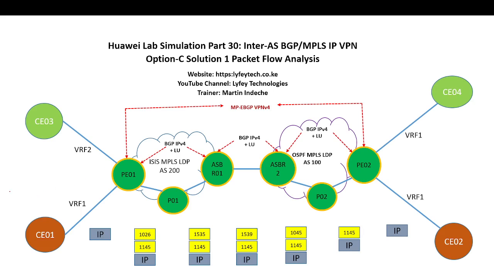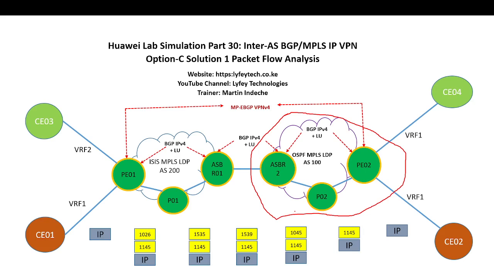In AS100, we have three routers. One router is acting as our ASBR, and we have a provider router and a provider edge router. So in AS100, we are using OSPF as our IGP. Remember, with service provider networks that span multiple autonomous systems, you can use different IGP protocols within the autonomous system. So we are using OSPF in AS100 and we are using IS-IS in AS200. We also need to configure MPLS and LDP in AS100 and AS200. Remember, we are doing label forwarding and not the traditional IP forwarding.